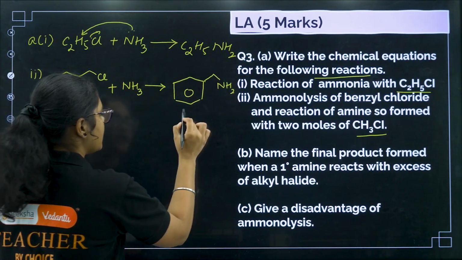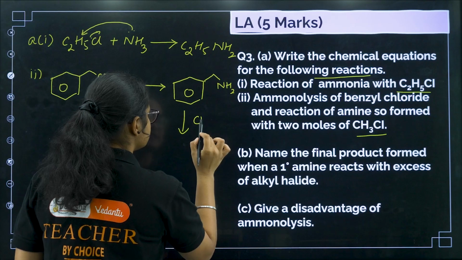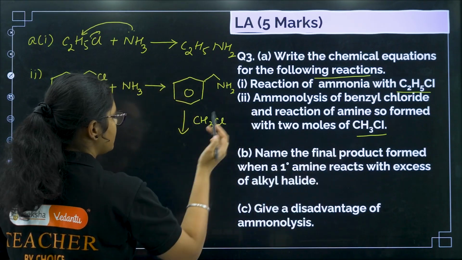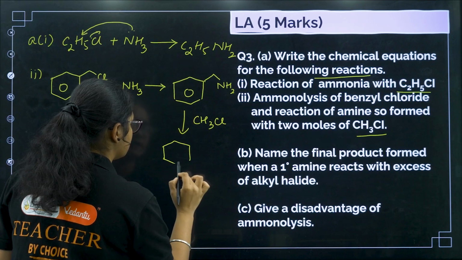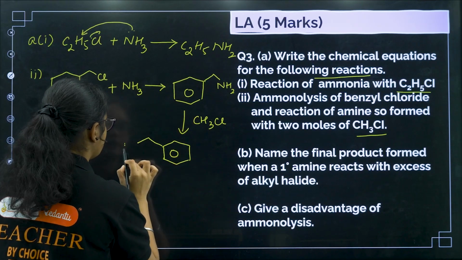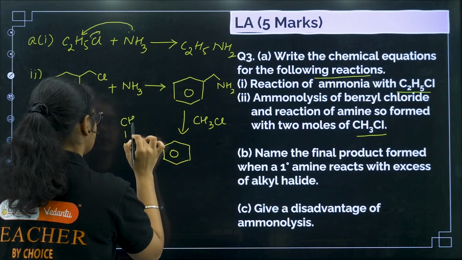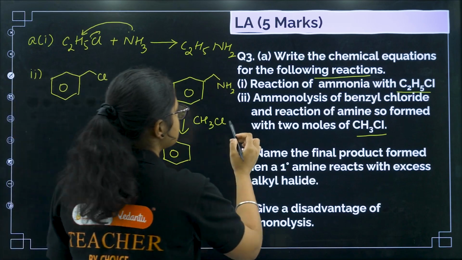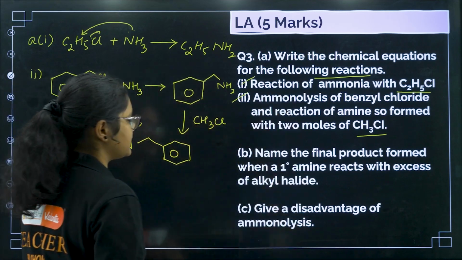Now after that again you are treating with 2 molecules of CH3Cl, right? 2 molecules of CH3Cl means both the hydrogens will be replaced. So we will get here this one N and here we will get methyl group and here we will get methyl group. Okay, so that is your these 2 reactions.